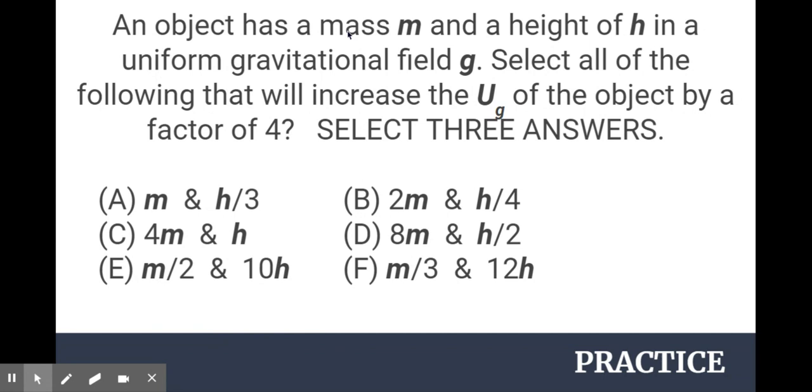So, let's look at this. An object has a mass, m, and a height, h, in a uniform gravitational field. I want you to select all of the following that will increase the gravitational potential energy of the object by a factor of 4. This time, I want you to select 3 answers. Select 3 answers. So the correct answers here are C, D, and F.